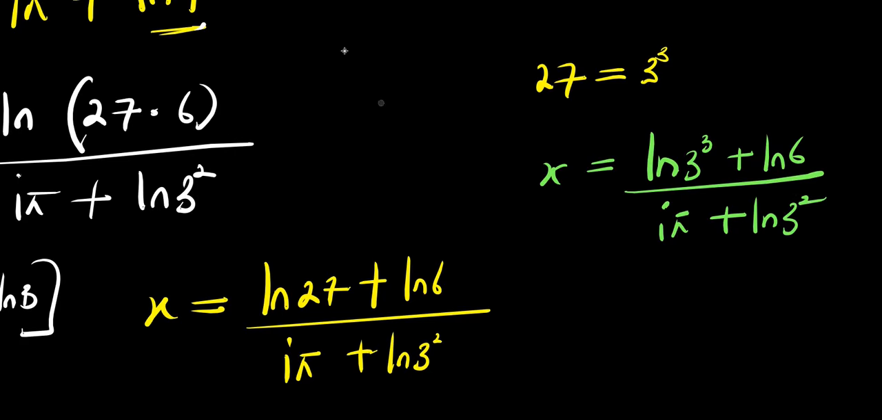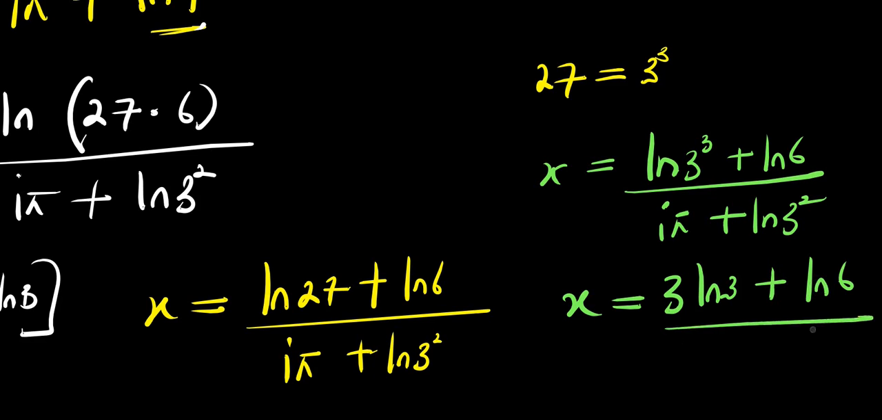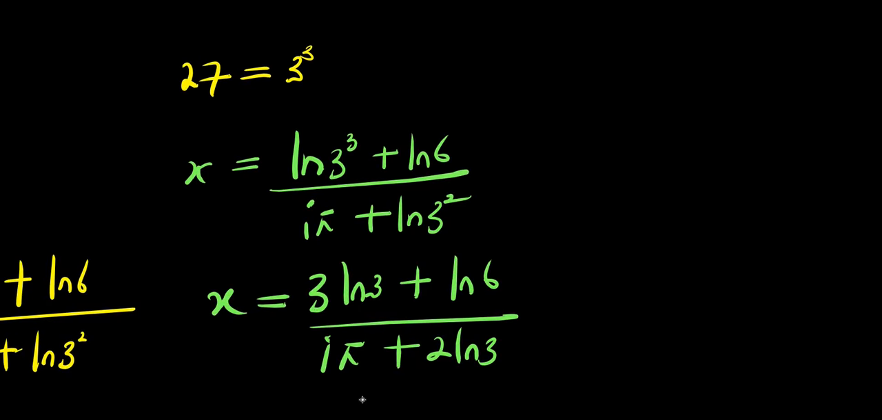Now remember, natural log of a to the power p is the same thing as p times natural log of a. So from here we have x equals 3 natural log of 3 plus natural log of 6 divided by i times pi plus 2 times natural log of 3. So you can leave it this way.